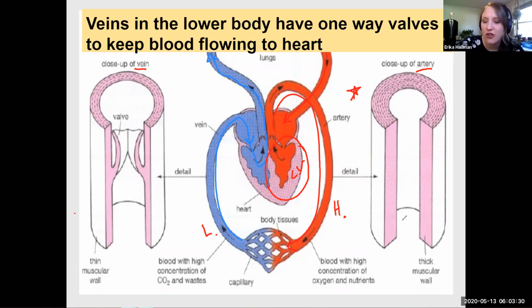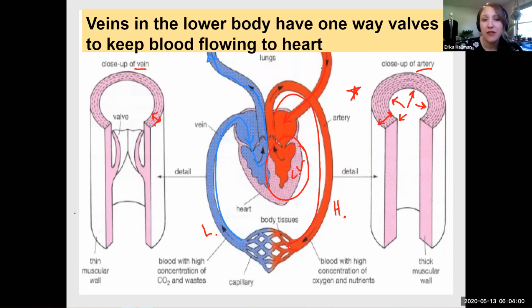Remember, structure and function are really closely related in anatomy. So if we look at the close-up of an artery, the first thing I notice is that the actual thickness of the wall of an artery is much thicker than that of a vein. And that makes a lot of sense because if this is under a higher pressure, that means every time the heart beats, it's going to be putting pressure on the inside of the artery, pushing outward. And that's why we need a thicker wall, okay?